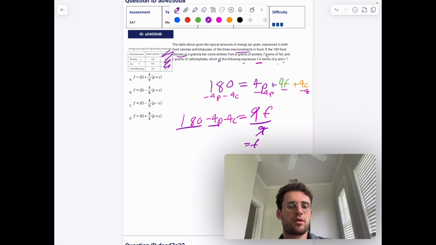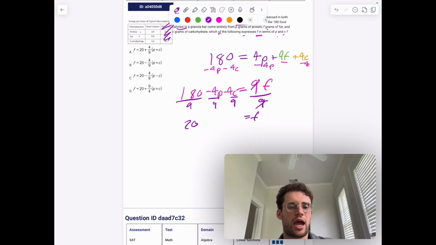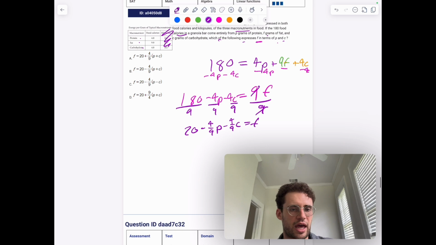And then divide every part of this by 9, every term by 9. So 180 divided by 9 is going to be 20. And then the other ones will just stay as negative 4/9. So we have negative 4/9 P minus 4/9 C. So we want something equivalent to that. They put the P and C together.